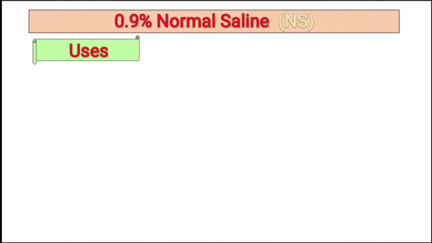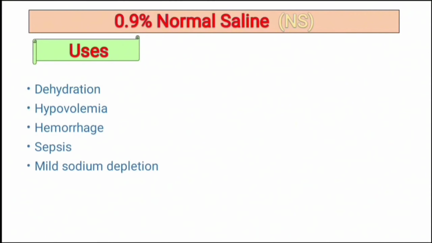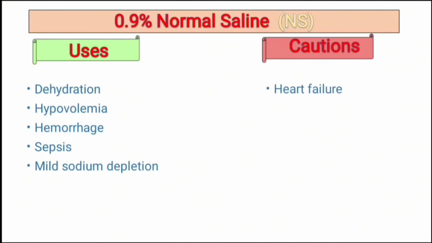0.9% normal saline uses: dehydration, hypovolemia, hemorrhage, sepsis, mild sodium depletions. Cautions: heart failure, pulmonary edema, and renal impairment.